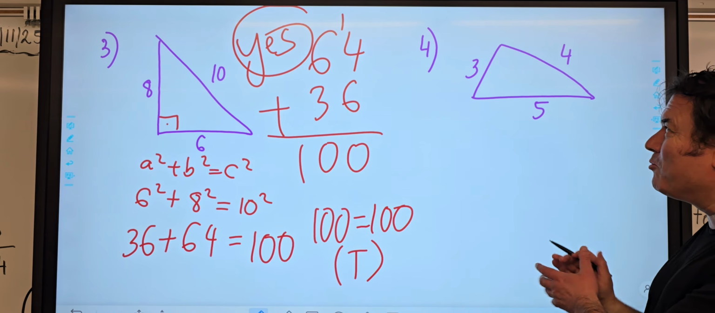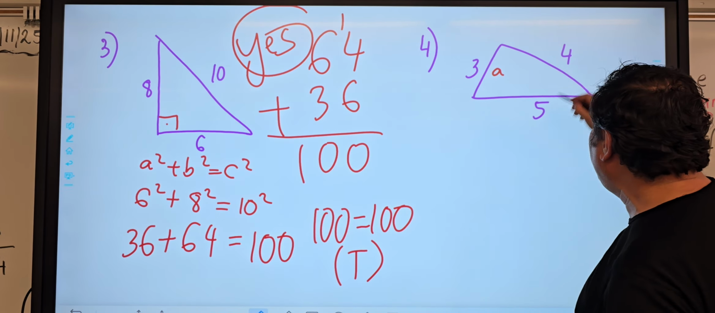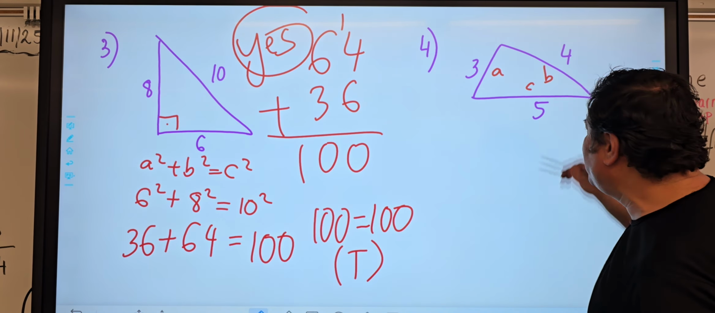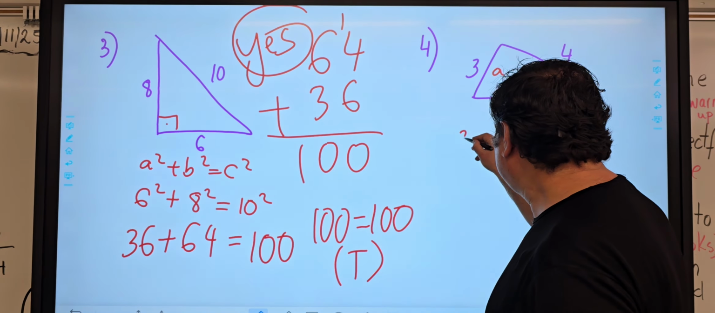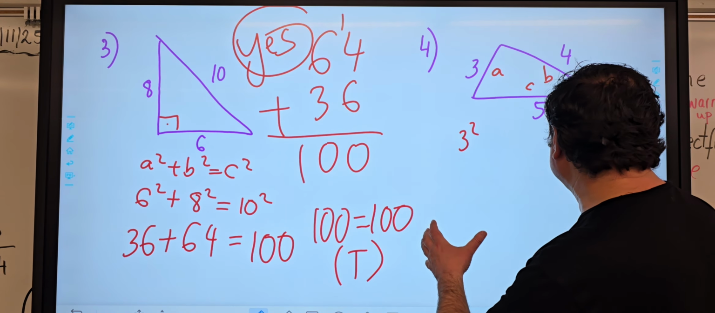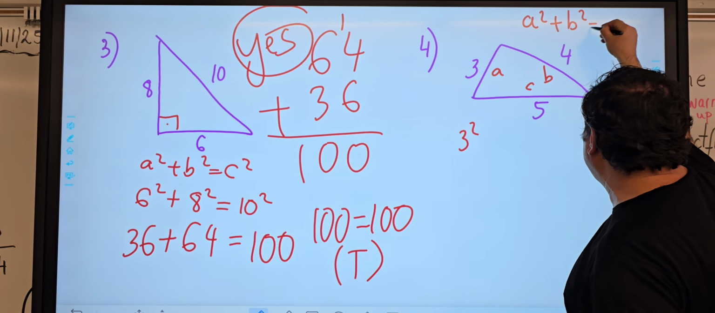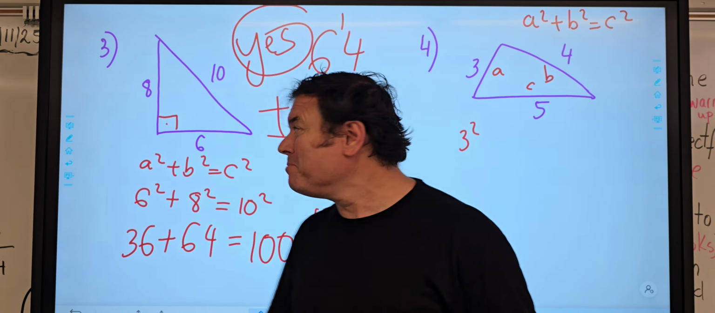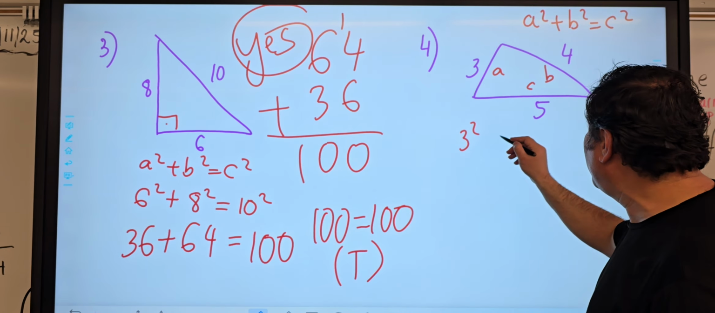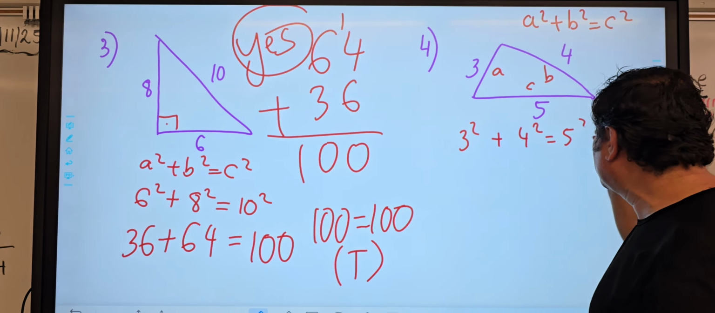Let's take a look at one more example here, for number 4. Again, let's pretend this is A, this is B, and this is C. Let's see if that is going to work. Remember, always start with the formula: a squared plus b squared equals c squared. You see how important the Pythagorean theorem is. So we have 3 squared plus 4 squared equals 5 squared.